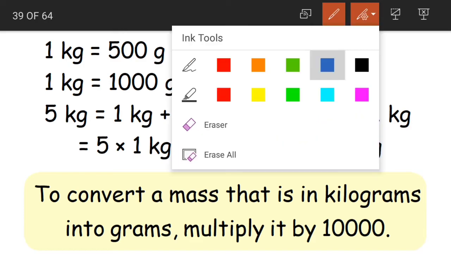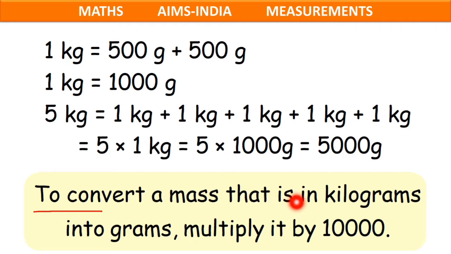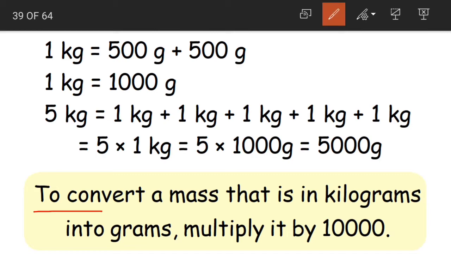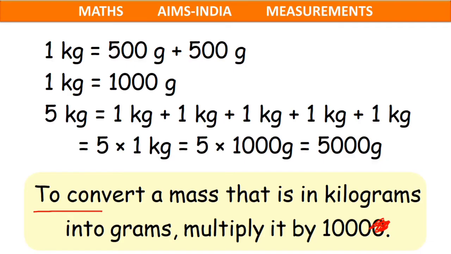So from this what can we conclude? We can conclude that to convert a mass that is in kilograms into grams, multiply it by 1000. It is the same as converting what? Converting kilometers into meters. If you are perfect with converting kilometers into meters, you can convert the given kilograms into grams, children. The relationship is same here. We have to multiply by 1000 in both the cases.